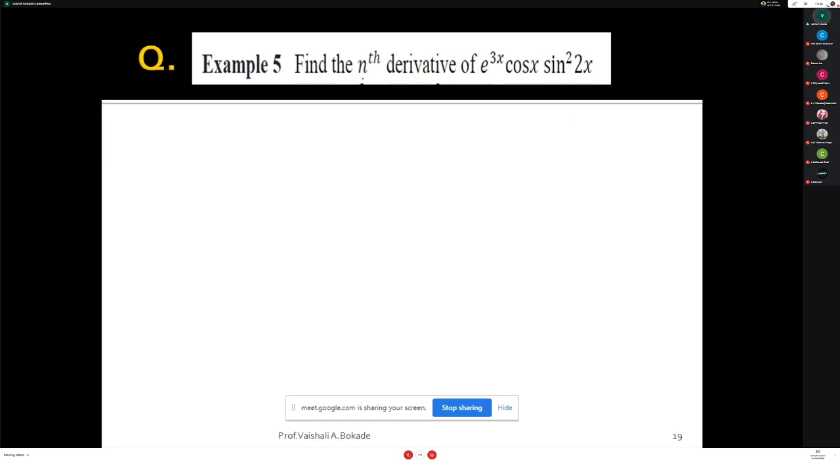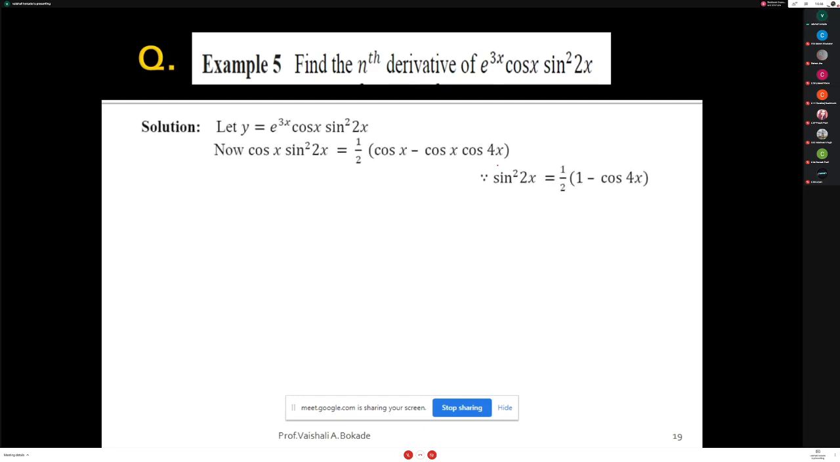So I have to find the nth derivative for the function e raised to 3x into cos x into sine square 2x. According to what I told, I have to use the formula e raised to x into sine of bx plus c, e raised to x into cos bx plus c. So let us leave e raised to 3x first and go for expressing only cos x into sine square 2x in trigonometric form.